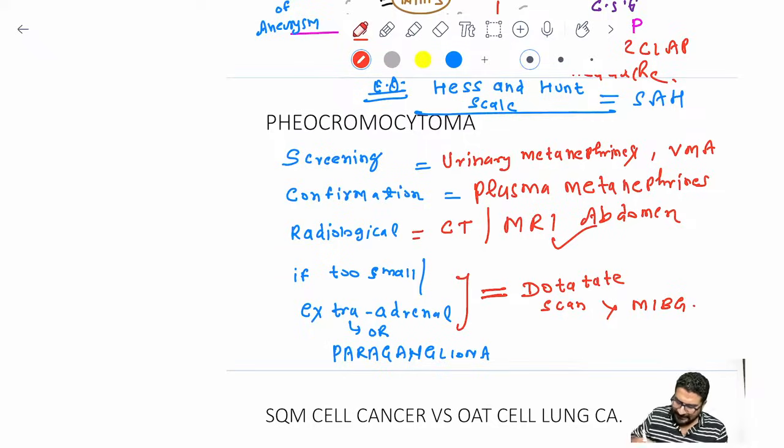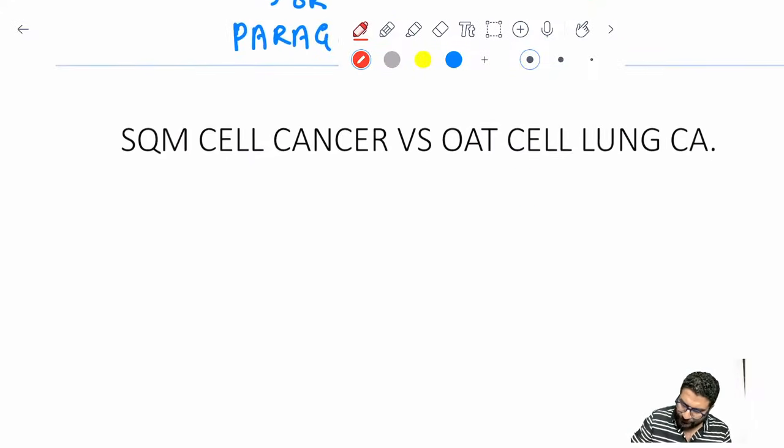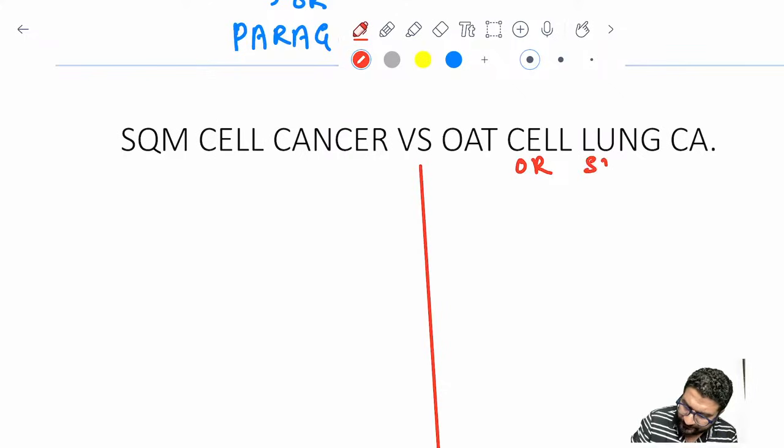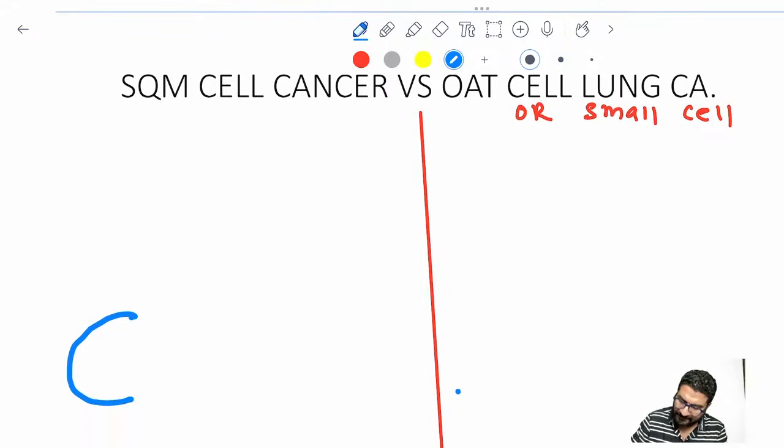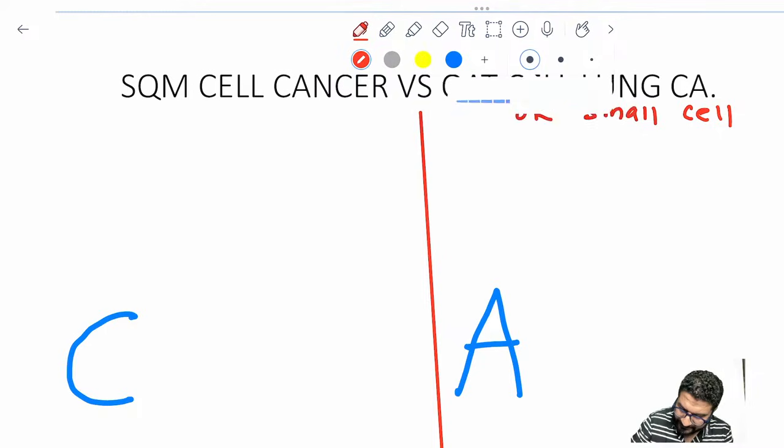Okay, now coming to lung cancer. In lung, they generally ask you questions on two things: squamous cell carcinoma and oat cell carcinoma. Now see how to differentiate the two. Squamous cell carcinoma and oat cell, oat cell meaning small cell. Now coming to squamous cell carcinoma, everything you can remember by the mnemonic C. And for oat cell, everything you can remember by the mnemonic A. Simple, that is all you have to study. So everything with C, everything with A.